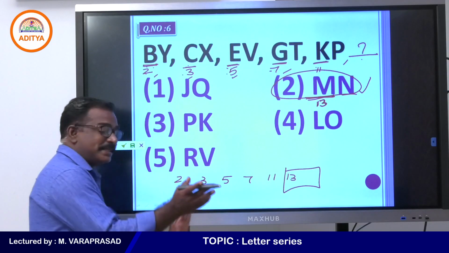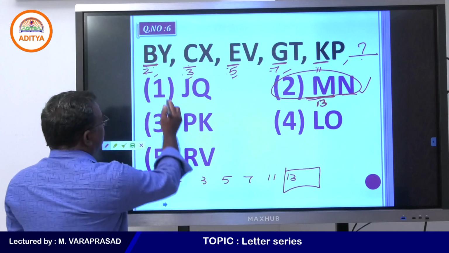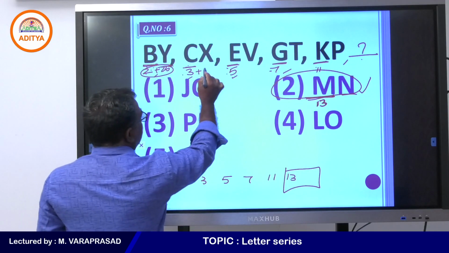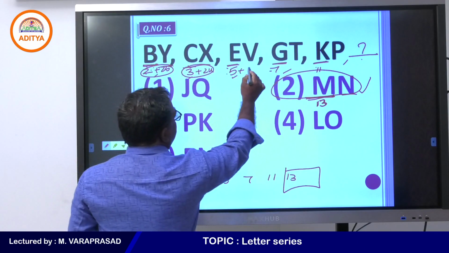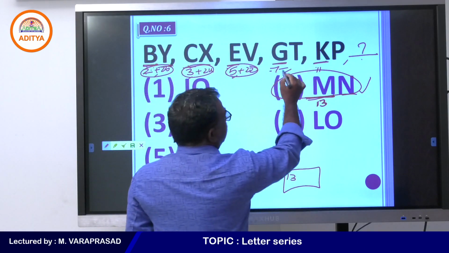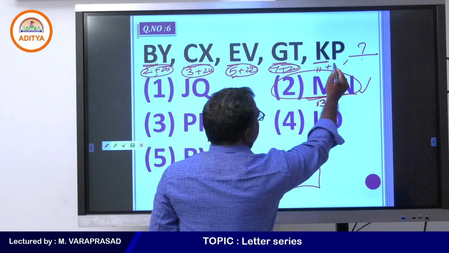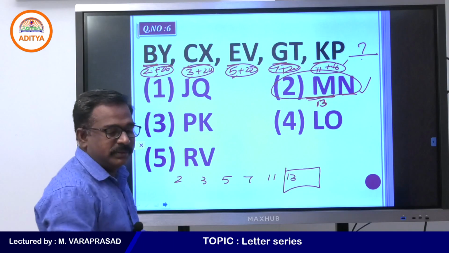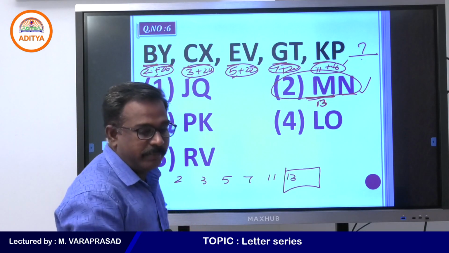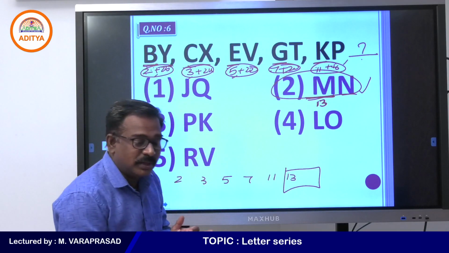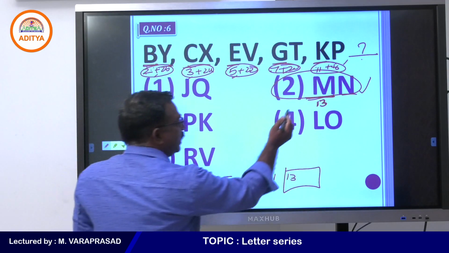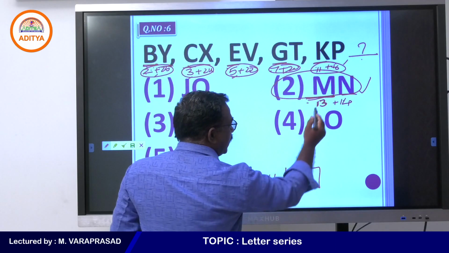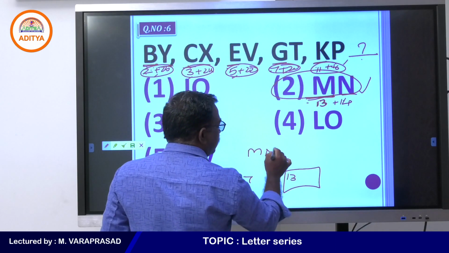See how to find the second letter also. Here the value is 27 in each pair. So the series started with a prime number and the sum of the values is also 27. 13 plus 14, that is 27. So M and N. The answer is MN.